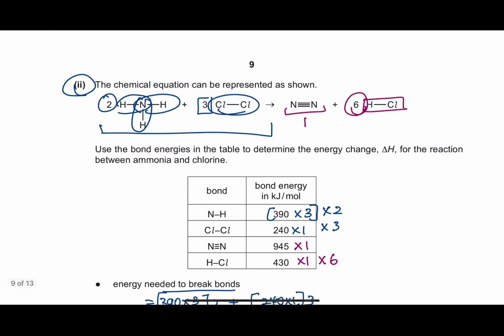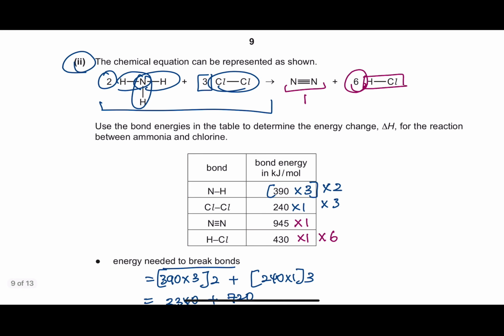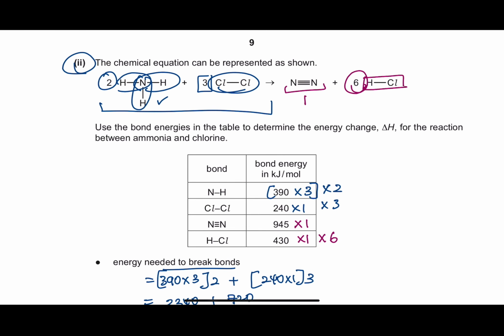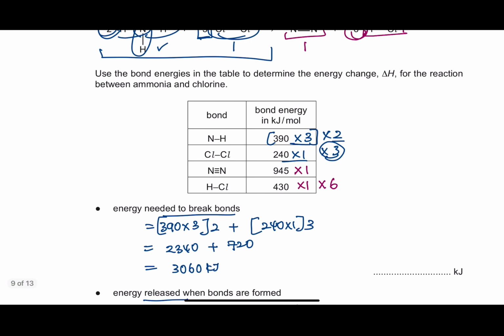So this is the question from February-March 2018. I have solved it as this is just a repetition of the same pattern of question. You can see here that we have got 3 bonds of NH, so I've multiplied it by 3, and 2 molecules, hence there are 2 here. And then you have got 3 molecules of 1 single bond of chlorine, so 3 multiplied by 1. If you add them together, you would get 3,060 kilojoule.